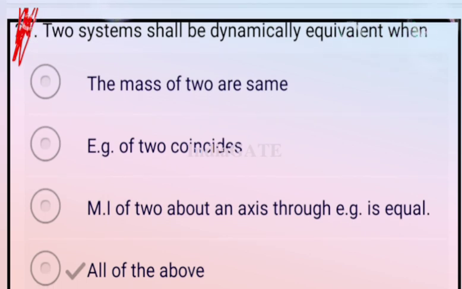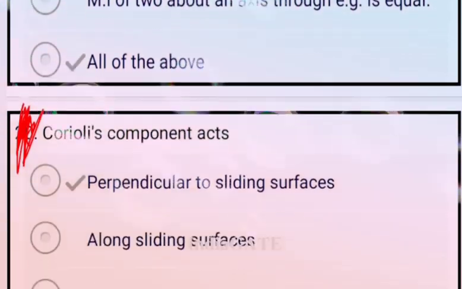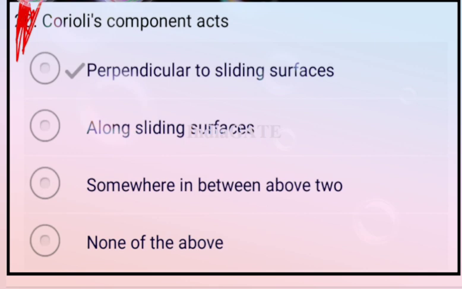Two systems shall be dynamically equivalent when all of above, means all options are correct. That is option A, the mass of the two are same, the centers of gravity of two coincide, and the moment of inertia of two about an axis through the center of gravity is equal. So option D is your correct answer, all of above. Now come to the next.